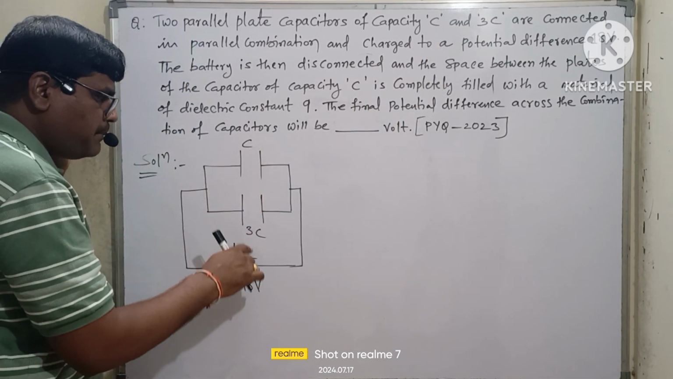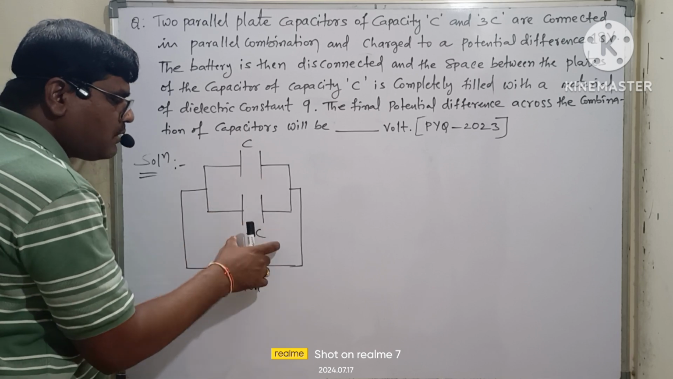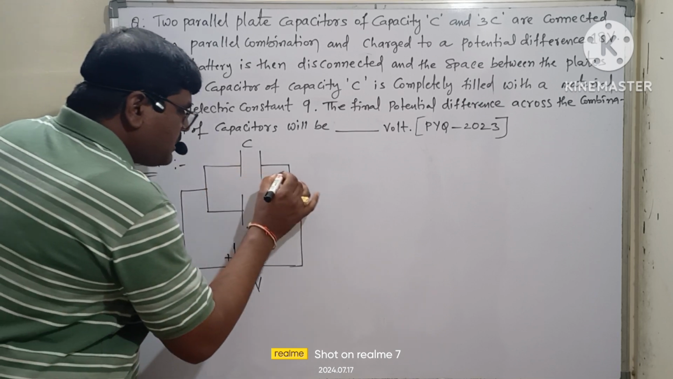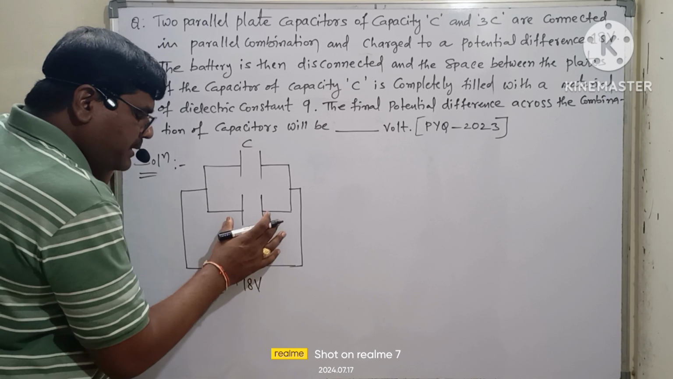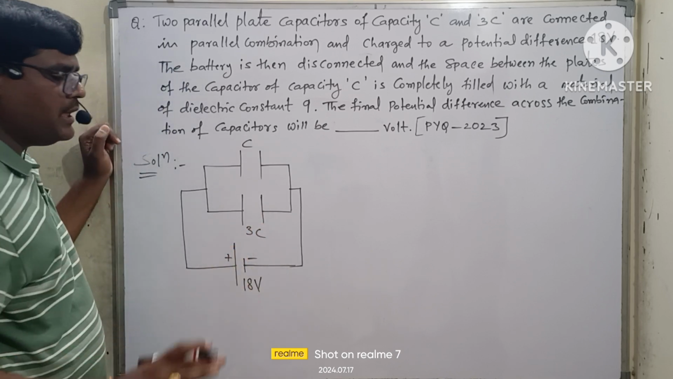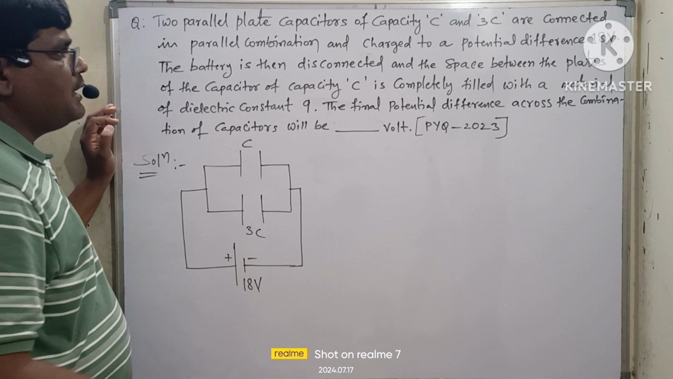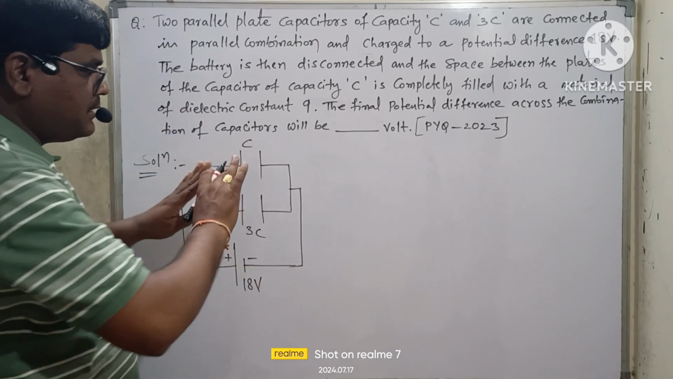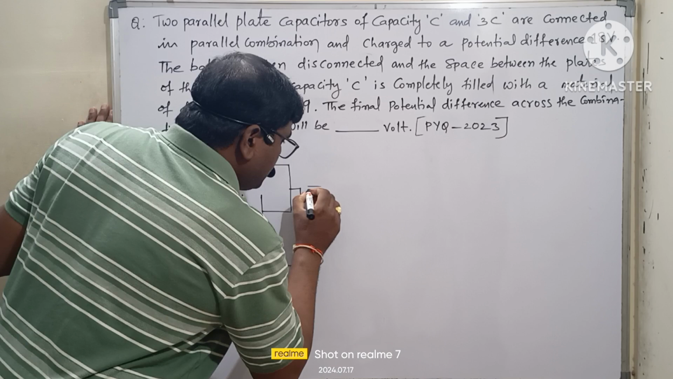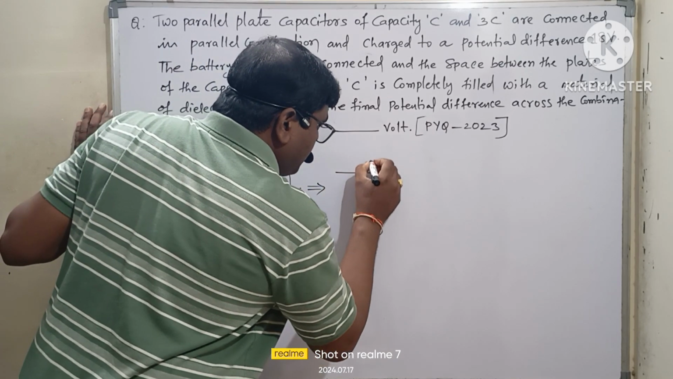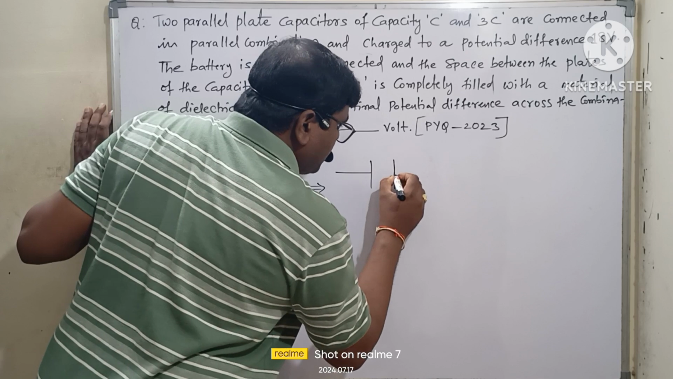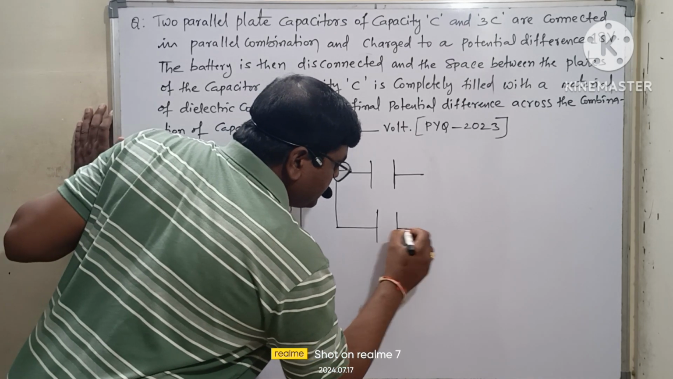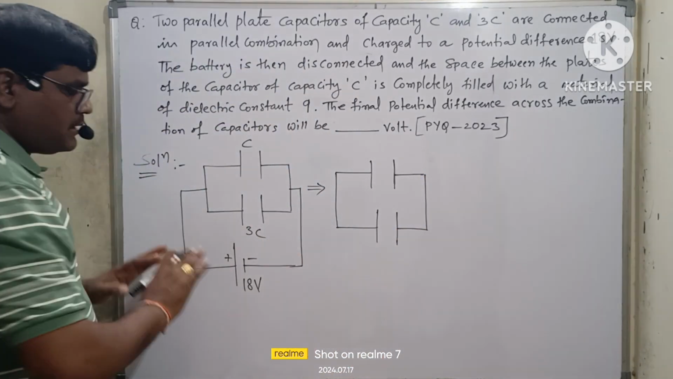When capacitors are in parallel, the potential difference across each capacitor is the same. We know that. Potential across this combination is 18 volt. Potential difference across this capacitor is also 18 volts. Then after, the battery is now disconnected. So this is the case. This is one plate, another plate of the first capacitor, and this is another capacitor of 3C. Now the battery is disconnected.